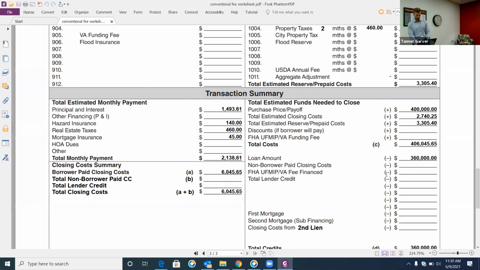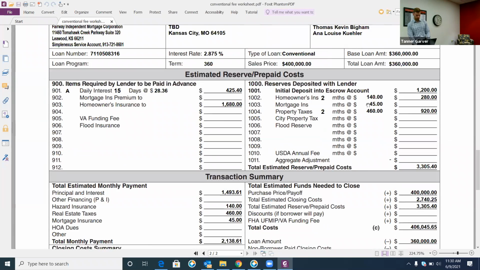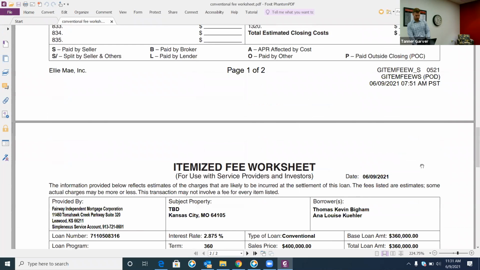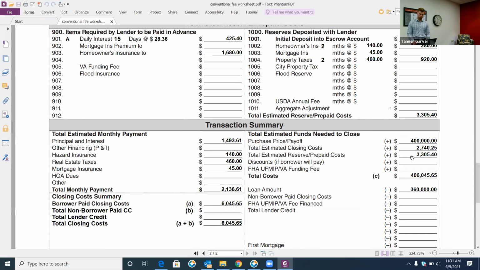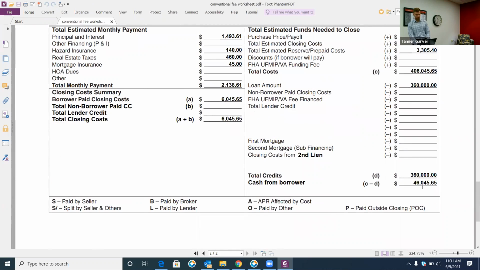So you come over here. I'm minimizing this. As you can see here, this is just a breakdown of all what the closing costs look like. So $400,000 purchase plus the closing cost from page 1, this $2,700 right here, plus the setting up the escrow, the reserves, and your homeowner's insurance. So you have the $406,000 minus whatever your loan amount is, gets you to your cash to close. So around $46,000. They're putting 10% down on a $400,000 house, $40,000 in down payment, $6,000 in closing. Does that make sense?